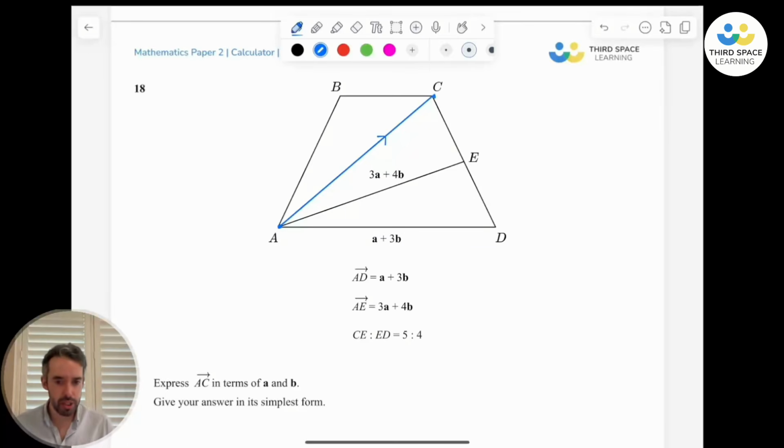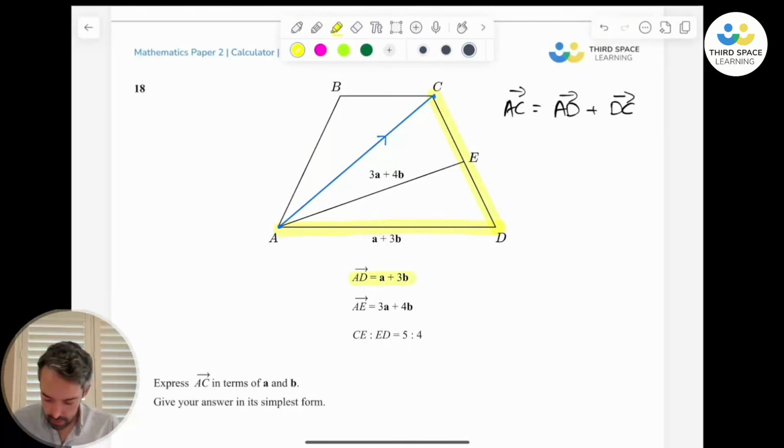There's a few different ways we could do this. We could go from A to D, because we know what that is. That's a plus 3b. And then we could go all the way up here, D to C. So that might be quite useful. So let's write that down. A to C is equal to AD plus DC. Well, we know what AD is, so that's good. DC, on the other hand, we need to think about a little bit more.